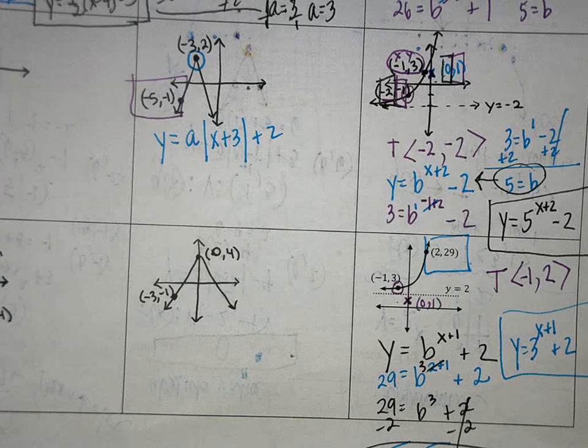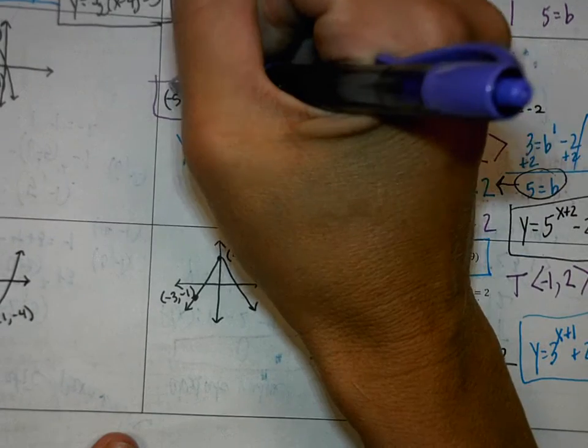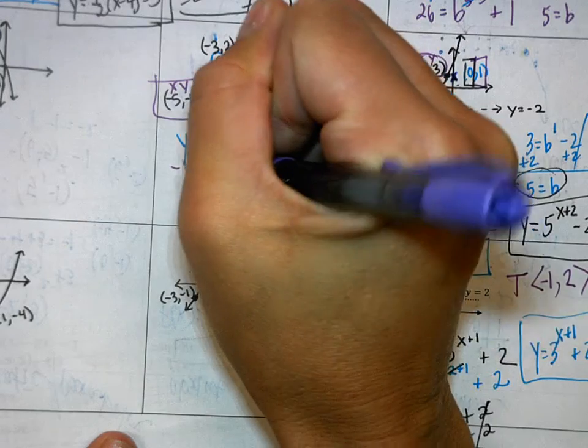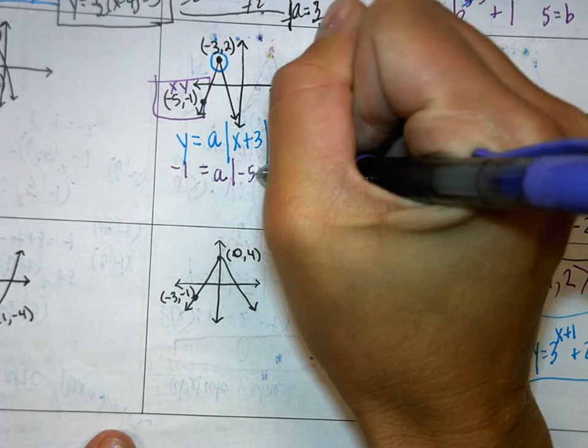Okay, so the A value you should have got was -3/2. Once you get that, then you're going to plug it into your equation. Jordan, do you have a question? Okay, so I'm plugging in -5 and -1 for x and y. So we get -1 equals A, absolute value of -5 plus 3, plus 2.